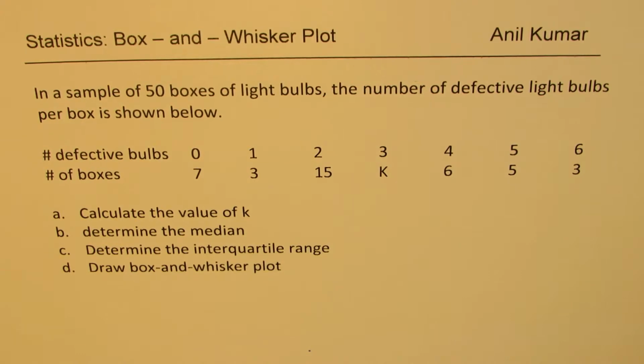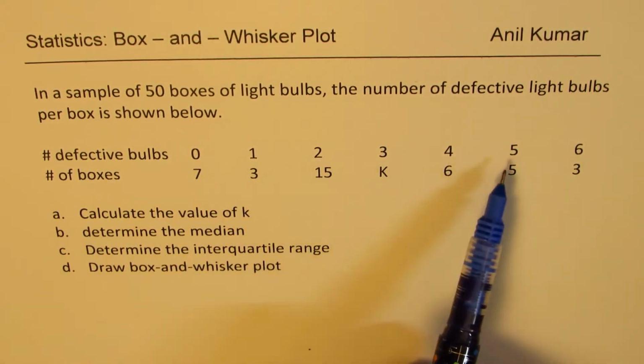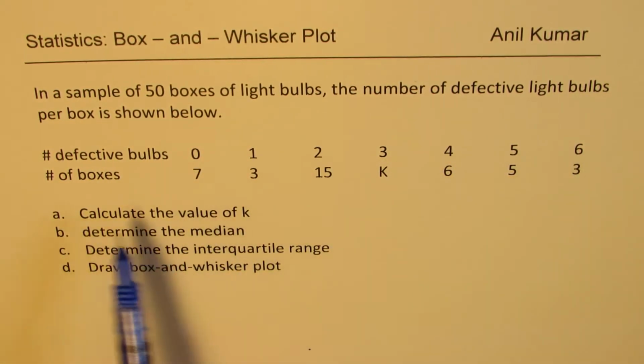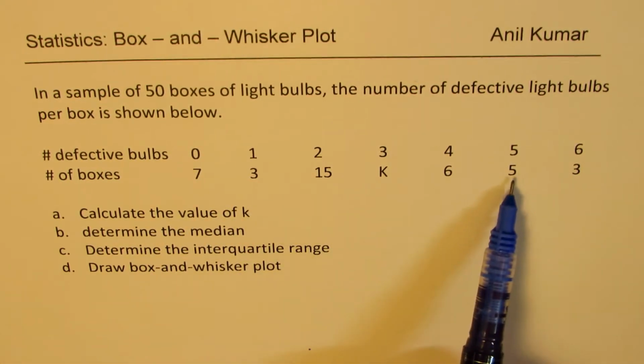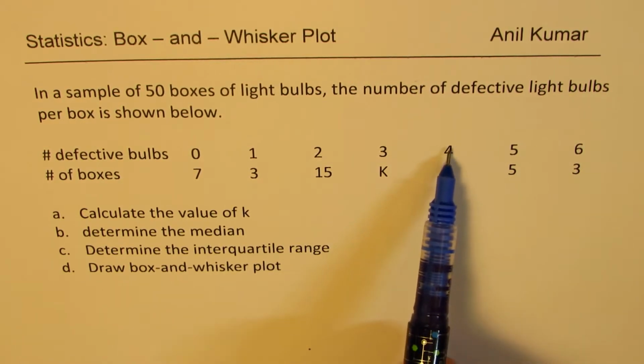We'll try to understand how to plot a box and whisker plot using the given information. The question here is, in a sample of 50 boxes of light bulbs, the number of defective light bulbs per box is shown below. So the number of defective bulbs are 0, 1, 2, 3, 4, 5 or 6, and the number of boxes with those many defective bulbs are 7, 3, 15, K, 6, 5 and 3. So that means there are 6 boxes with 4 defective bulbs.